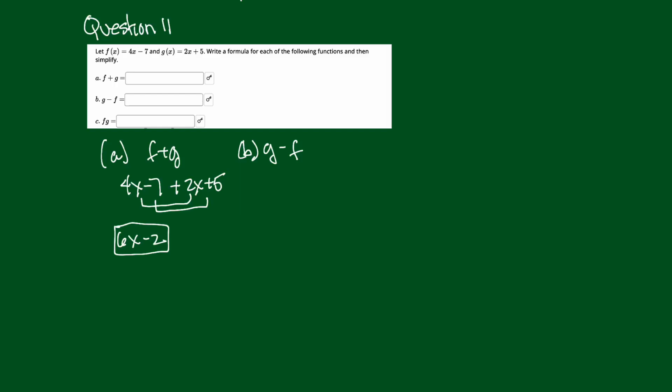Now, I've got a subtraction error. I always have to slow down with subtractions. So here's g: 2x plus 5. Right, that's g.